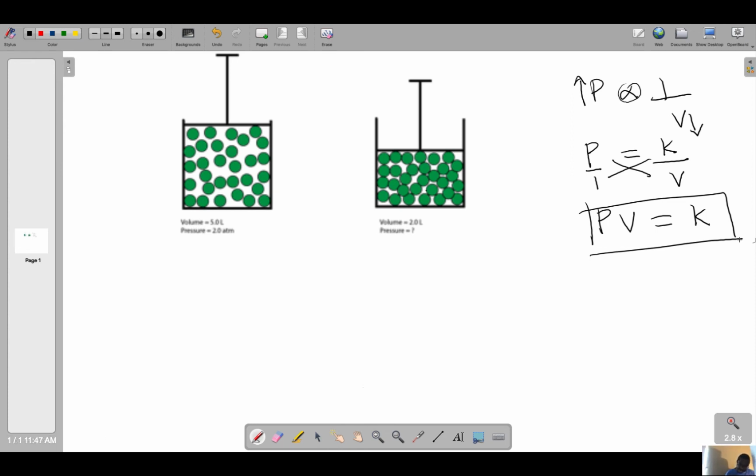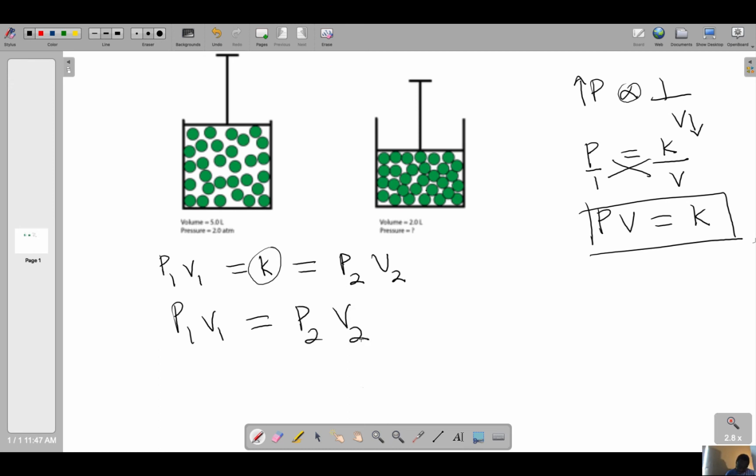Now, since we have the same gas at different conditions of volume and pressure, we can say that under condition 1, the pressure of the gas is P1 and the volume is V1, and this is equal to the constant K. This constant is also equal to the pressure of the gas, which we call P2, and the volume of the gas, which we call V2, of condition 2. Clearly, we can remove the constant K and equate the two sets of conditions. So P1 V1 equals P2 V2. This is another way of expressing Boyle's Law for a gas at two different sets of conditions.